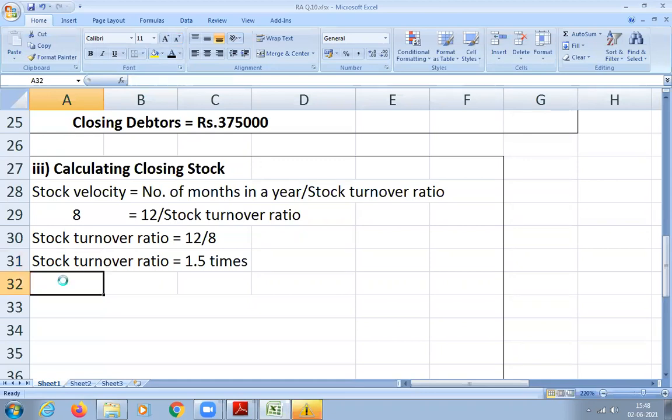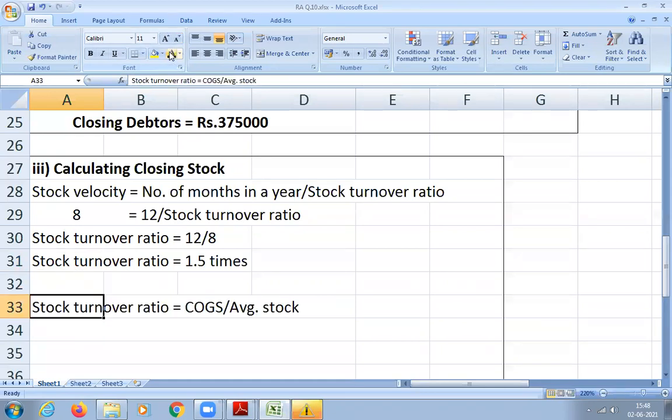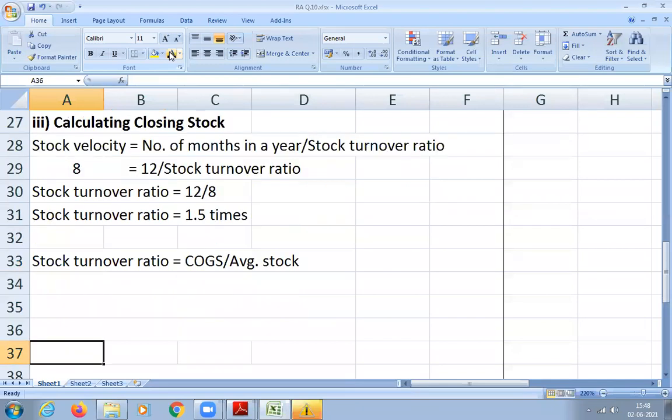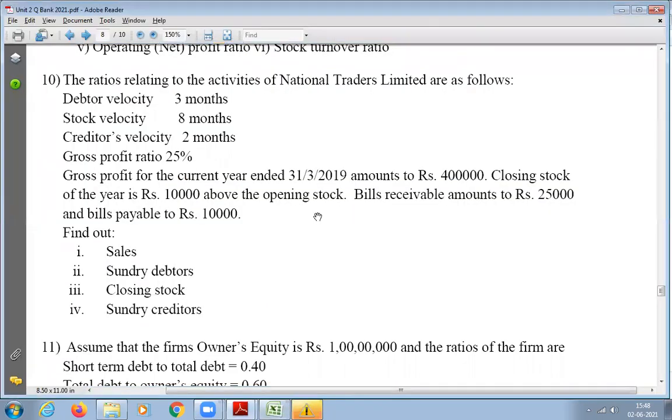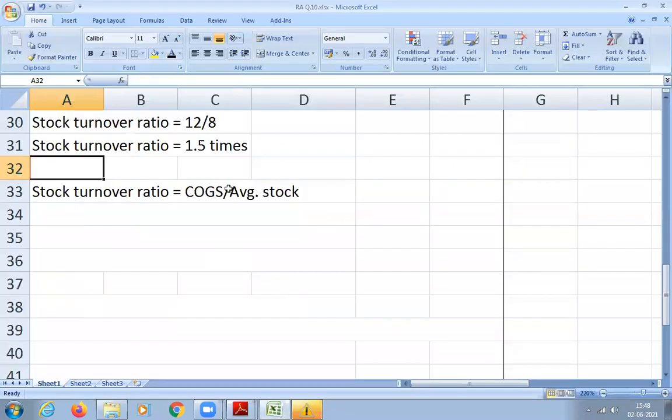Okay. So now you substitute the formula of STR. Stock turnover ratio is equal to COGS divided by average stock. It cannot be closing stock, because the closing stock is given as above the opening stock, and I don't know the closing stock. So that is why I can't use closing stock. I have to use average stock only. Got it? Are you getting it, student? Yes, sir.